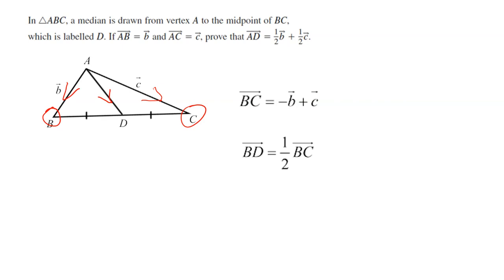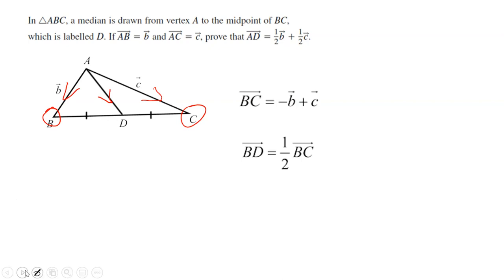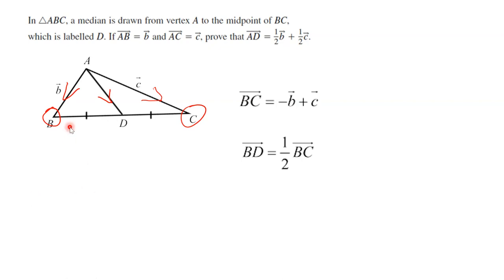Here's my BC line running from, hold on a second. Just one second. Oh, actually, I can use a laser pointer. Let me try that. This might be easier for you to see using a laser pointer. All right, so I want to get from B to D. Can you explain again how we got the minus B plus C? I sure can. Let me just finish this first, Ariana. Thank you for asking.